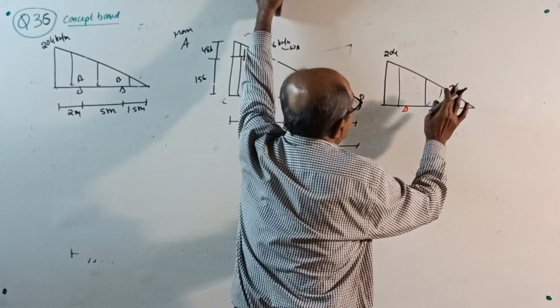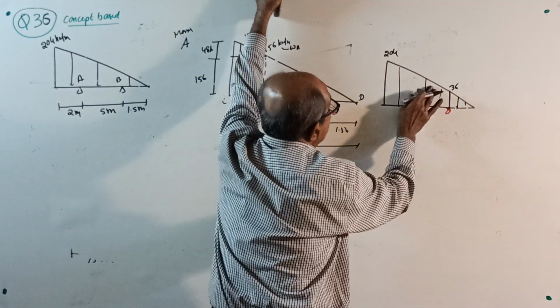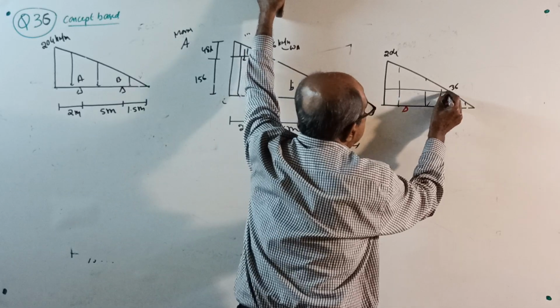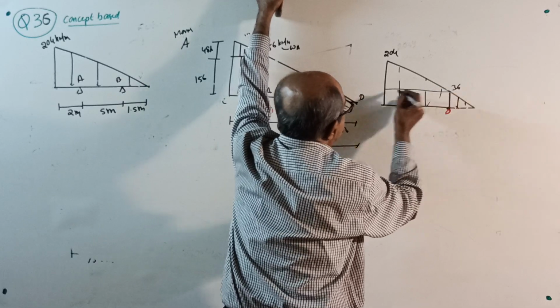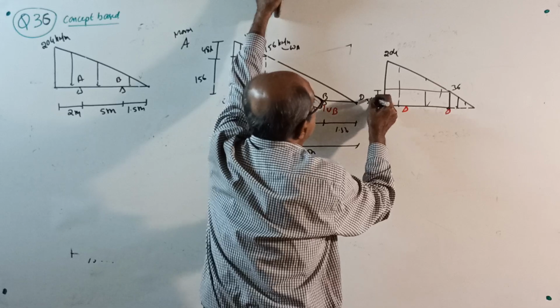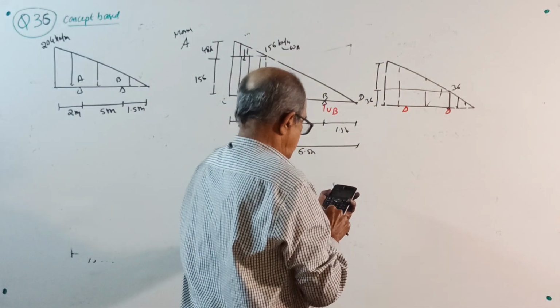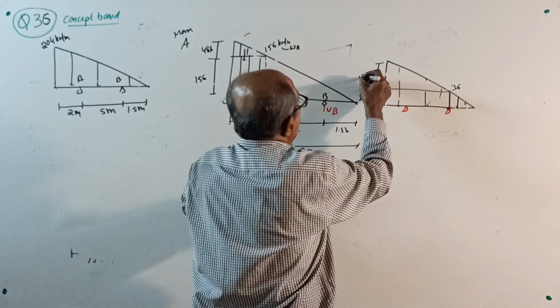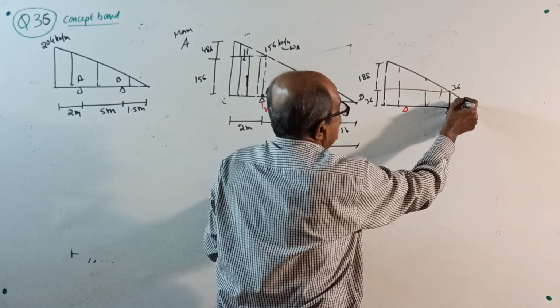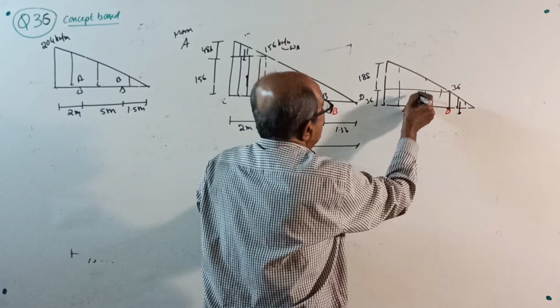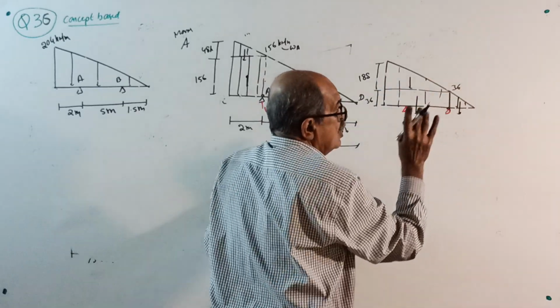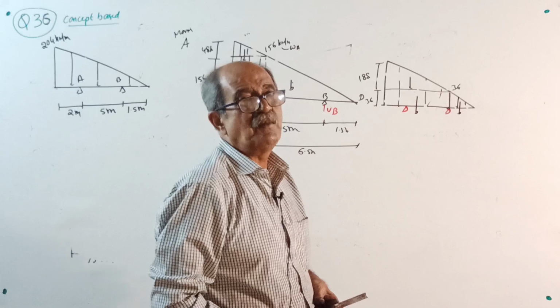Or if you are afraid of trapezium, one more sketch you write. This is 36. This also 36. This will be 188 kilonewton per meter. Then one triangle load here, one UDL, one UVL. Solve it and get the answer by taking moment about B.